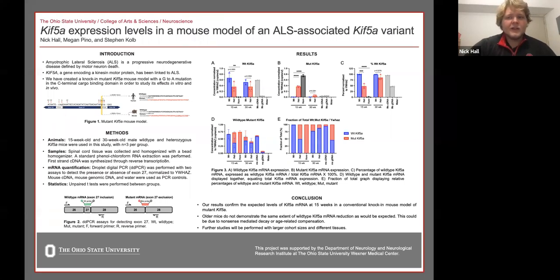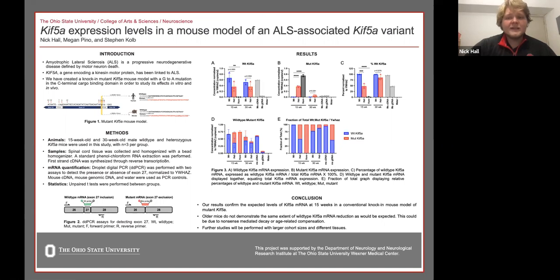We expanded our mouse colony to obtain wild-type mice with 2 wild-type alleles, heterozygous mice with 1 wild-type and 1 mutant allele, and homozygous mice with 2 mutant alleles. We then performed experiments to quantify RNA expression for each genotype. To do this, we designed an assay to measure the wild-type and mutant mRNA isoforms. We used 15-week-old and 30-week-old mice with n equals 3 for all groups.